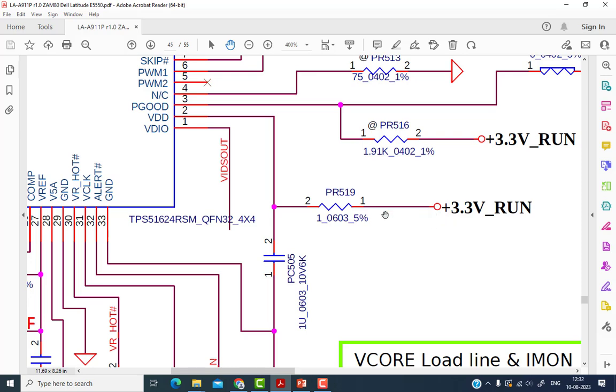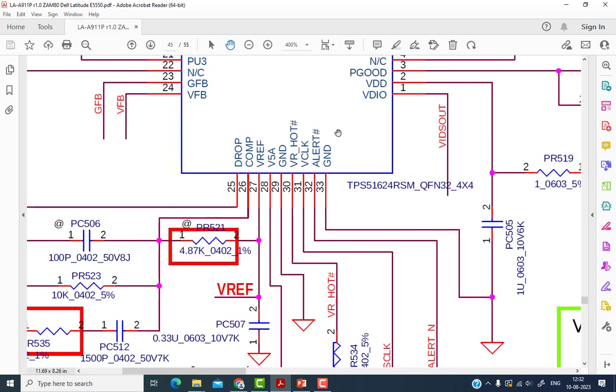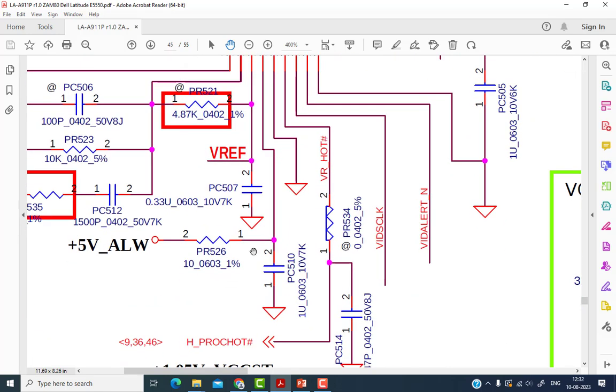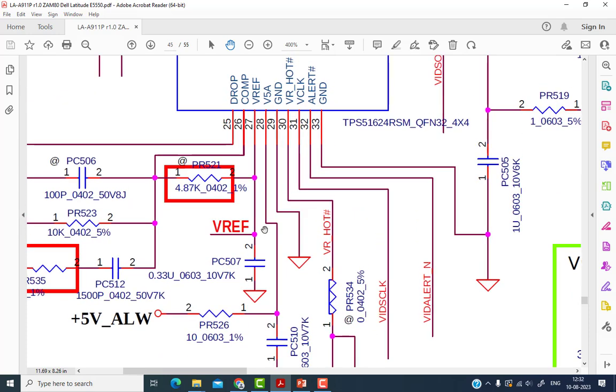So 3 volt is coming via this resistor. This resistor's location is PR519, and the value of this resistor is 1 ohm, 5% tolerance, and this 3.3 volt enters pin number 2. Then 5 volt is also required at pin number 28, and this 5 volt is coming from the always section via this resistor. This resistor value is 10 ohms, resistor location is PR526, and it enters pin number 28.